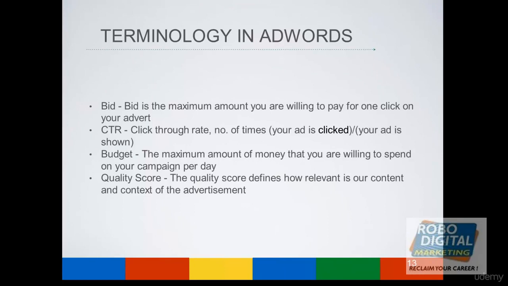Few terminologies you should be clear about before making a Google AdWords account is bid. This is generally known as bid or CPC. What is bid or CPC? Bid is the maximum amount you are willing to pay for one click on your ads. It is the maximum amount you are willing to pay.